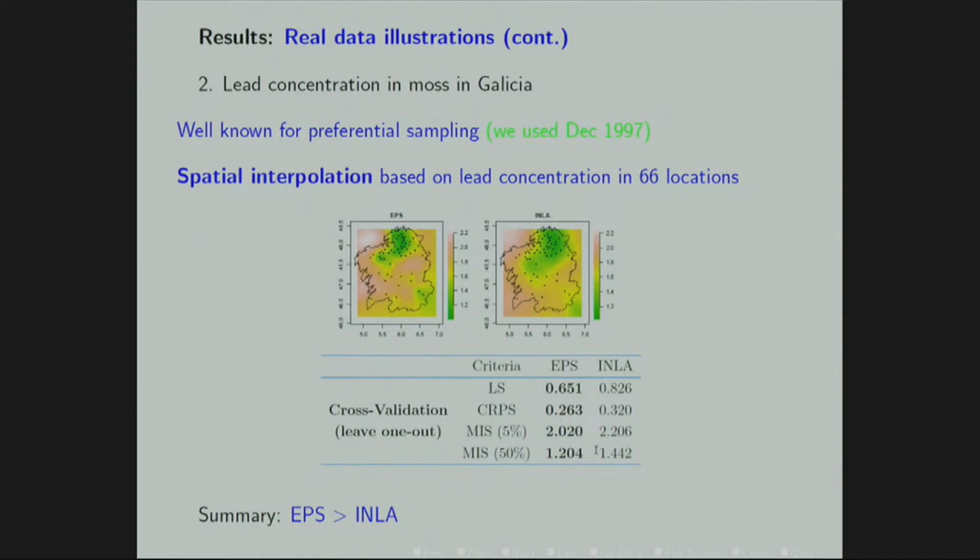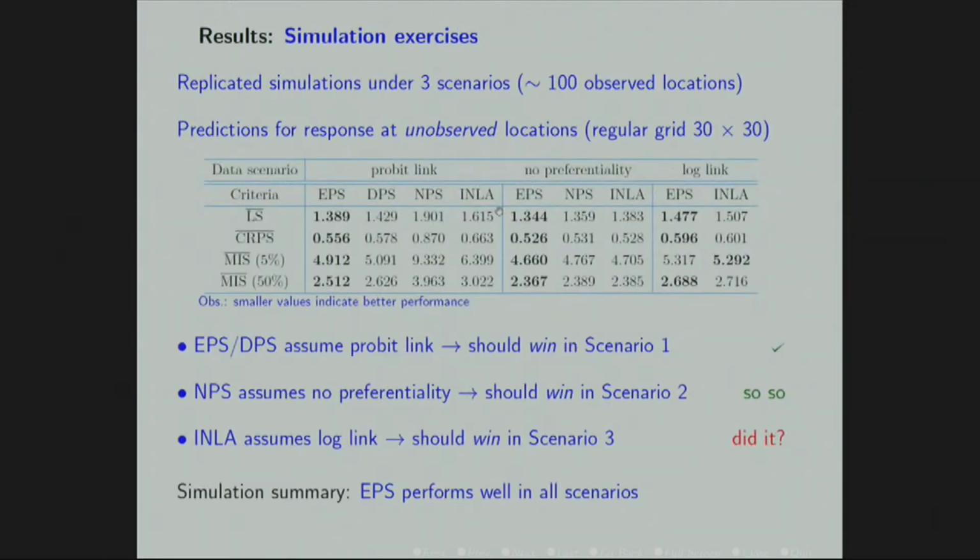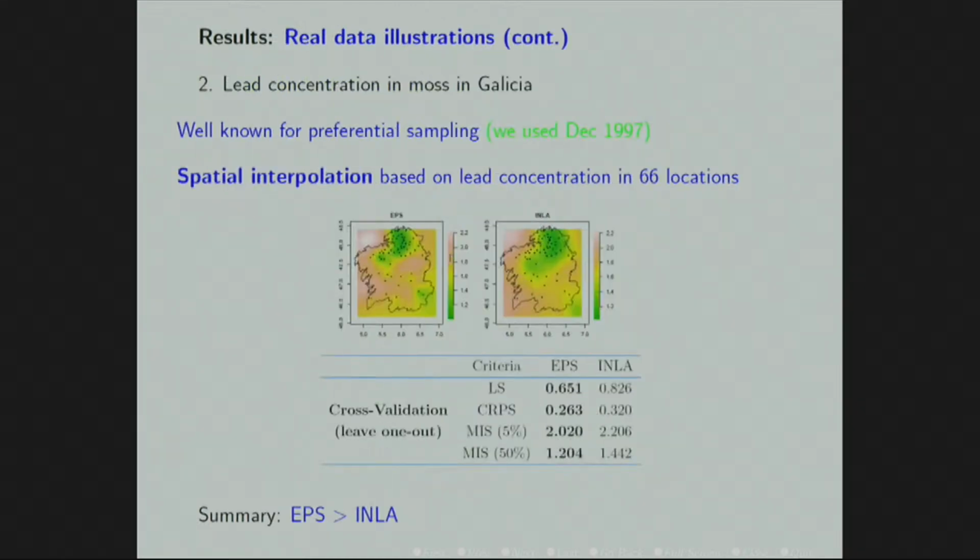And then we have another data set. It's lead concentration in plants in Galicia to measure the pollution. It's a well-known data set if you're working in spatial statistics. I think it's also in spatstat. And we did this interpolation. We did a cross-validation exercise, just leaving one out. I know there are better schemes for doing leave-one-out exercises in the spatial scenario, but just to give you a rough idea, we use leave-one-out. And again, our model did considerably better than the other ones. And by the way, these other ones are all based on discretization. They did DPS, NPS, INLA, they all work in the approximated likelihood scenario in different ways.